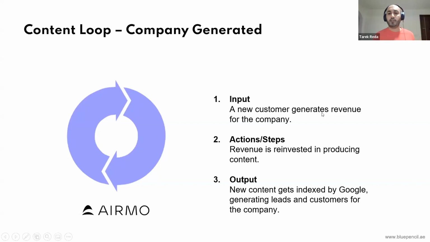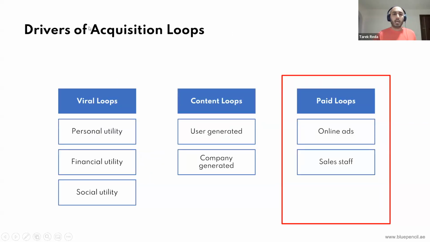All right, so here a new customer generates revenue for the company. Revenue is reinvested in producing content. This new content gets indexed on Google, generating leads and customers for the company. And again, the loop spins. The third set is paid loops.